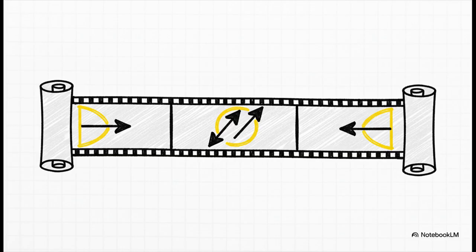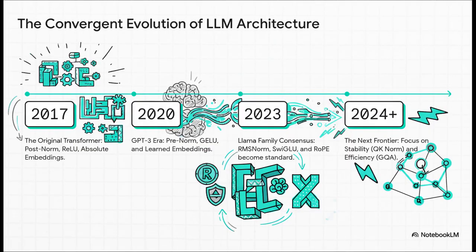It's just brilliant. And this timeline really puts it all into perspective. I mean, look how fast this happened. We started with the original transformer in 2017. A few years later, the GPT-3 era brought in some key improvements. But then, bam, around 2023, the Llama family of models really solidified this new consensus. They brought RMSNorm, SwiGLU, and RoPE all together, and that pretty much became the new standard blueprint.